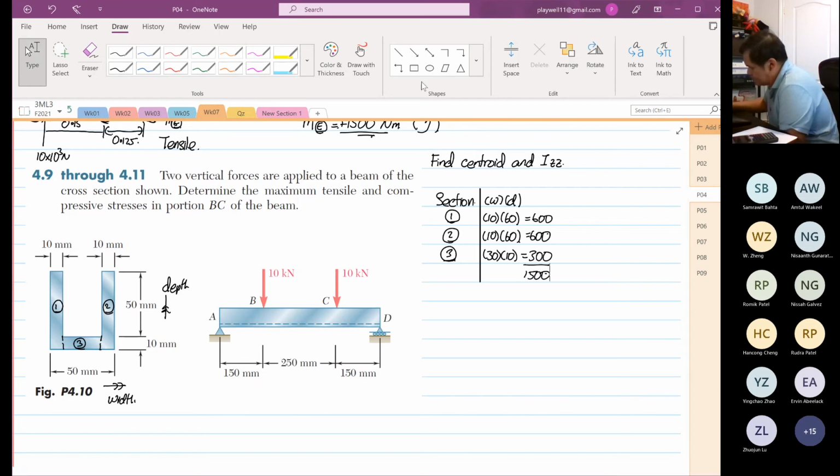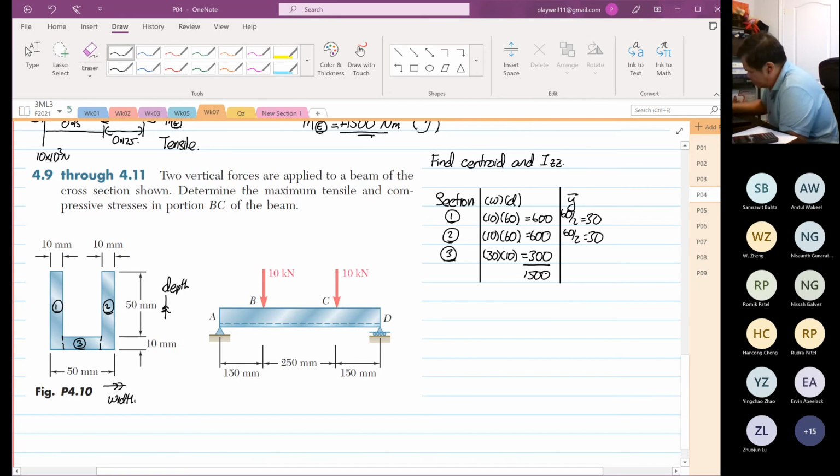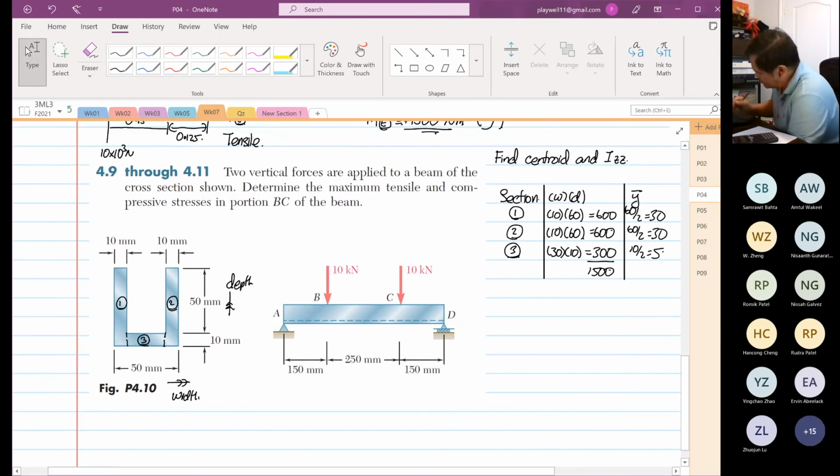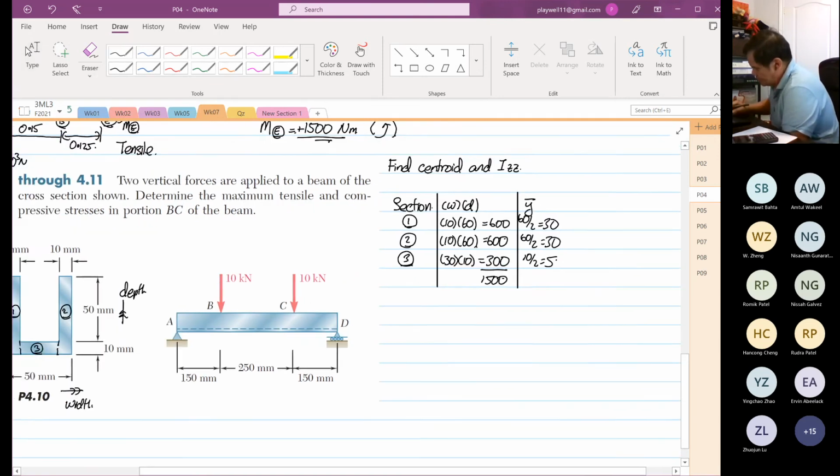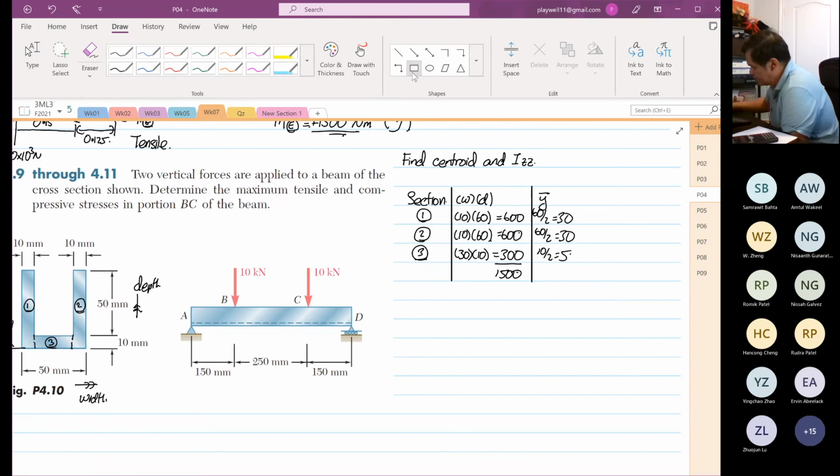Okay. Then the next one, because of how we divide our structure, the Y bar is equal to 60 divided by 2, 30. This is also 60 divided by 2, 30. And this is 10 divided by 2, it's equal to 5. Okay. So what I've done down here is the datum. Okay, I use the datum at the bottom, and then finally we calculate the A times Y bar.